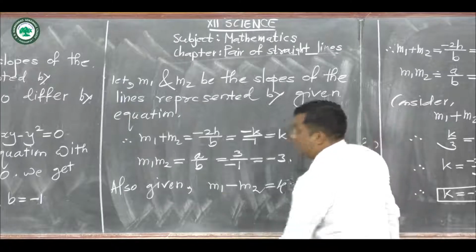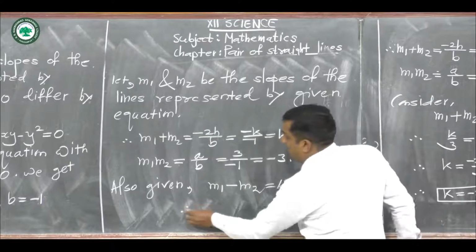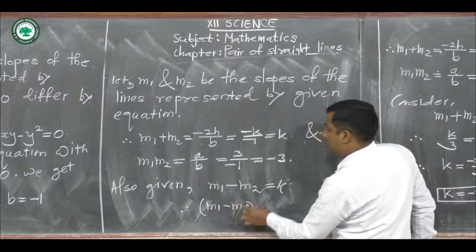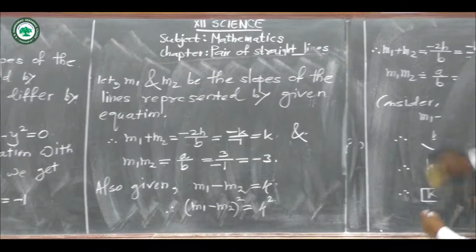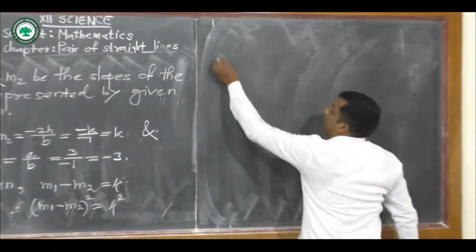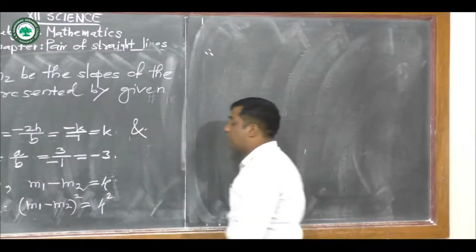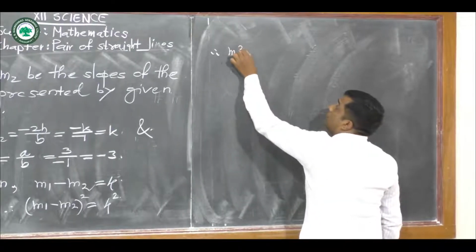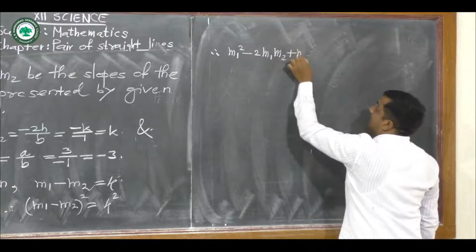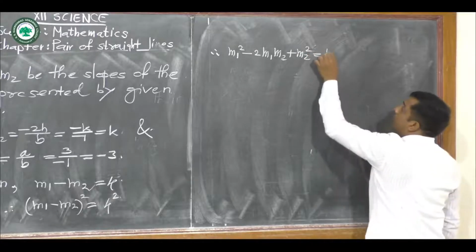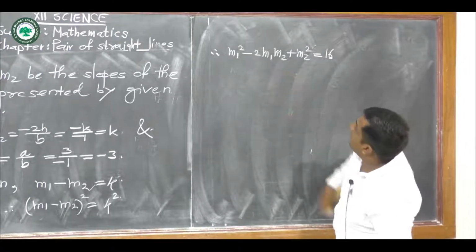To find this, firstly we consider the square on both sides. So I write (m1 minus m2) whole square is equal to 4 square. Then in the next step we consider the expansion of this bracket. We know (m1 minus m2) square is m1 square minus 2 times m1 m2 plus m2 square, which is equal to 4 square, that is 16.